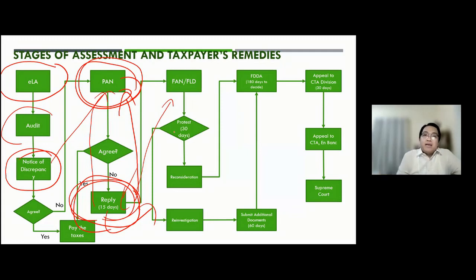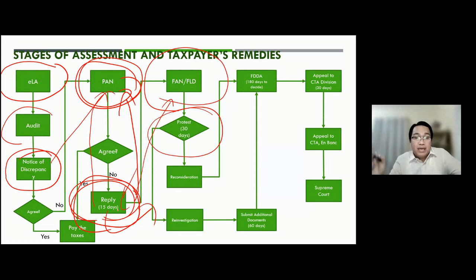Okay? At kapag na-issue ang FAN, dito mandatory ang protest. Because pag hindi ka naka-file ng protest, dyan magiging final, executory, and demandable ang assessment. Kaya baka tanungin ka, distinguish PAN from FAN or distinguish reply from protest.